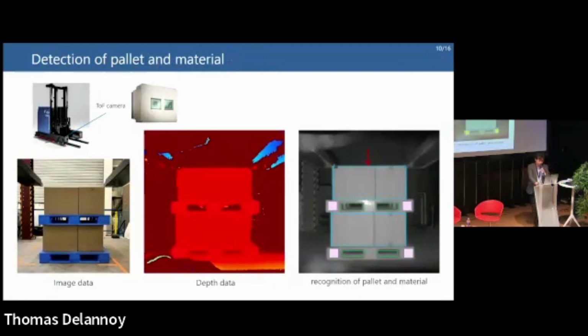The automated forklift uses a depth camera to measure the shape of the pallet and material, and can detect the position of the pallet pocket and the top of the material. This allows material stacking and taking out from upper levels.